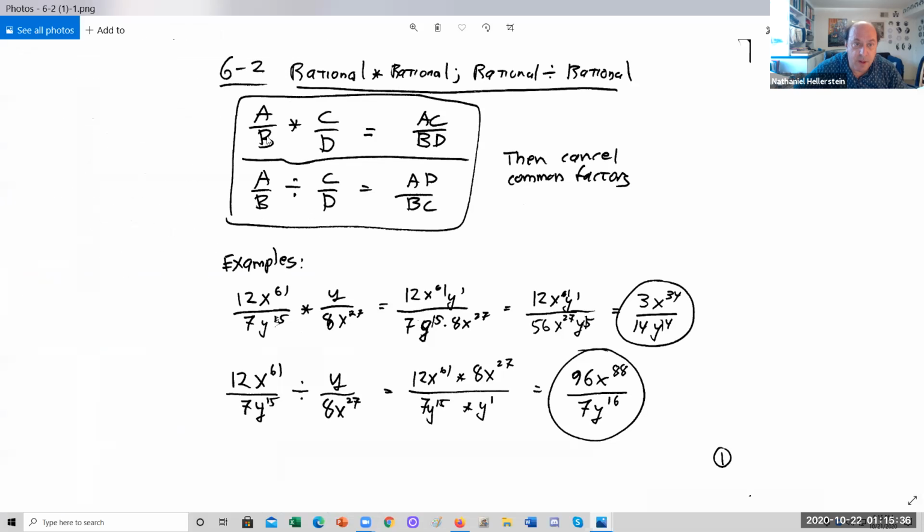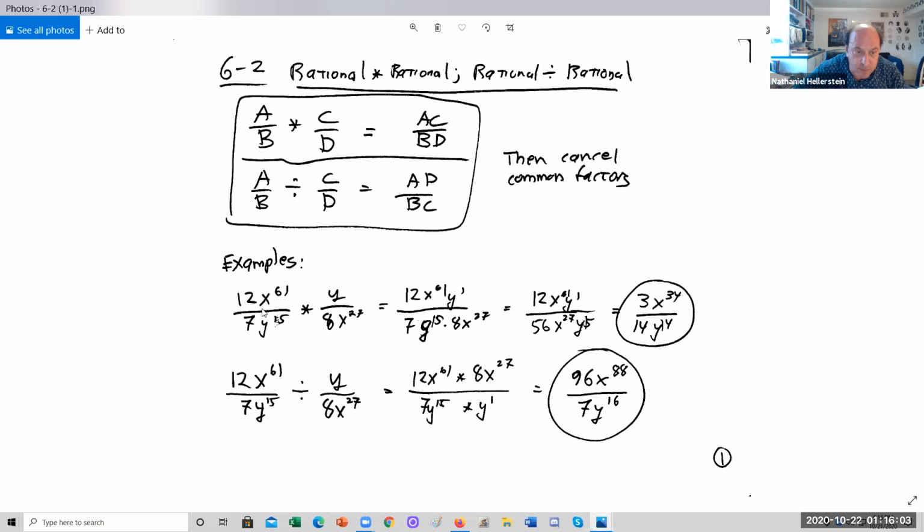Now, multiplying and dividing ratios, we've seen before. You multiply them by multiplying across: numerators multiply, denominators multiply, AC over BD. Dividing means you have to invert the second fraction, turning numerator to denominator and denominator to numerator, and so the product is AD over BC. And then if there are common factors, you have to cancel them.